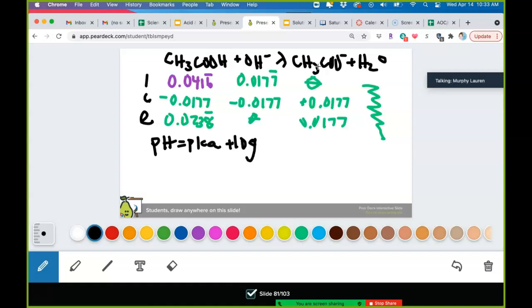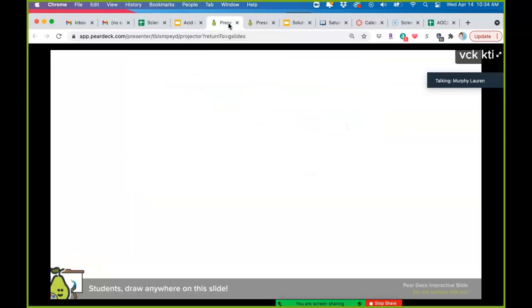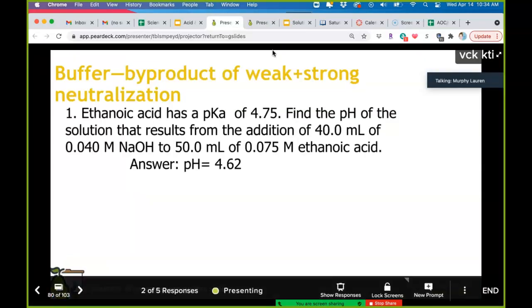Now, the conjugate goes on the top, so that's acetate. And the weak species goes on the bottom, so that's acetic acid. And the Henderson-Hasselbalch equation is the equation of a buffer, which means there's a buffer in here, and we'll talk about that in a second. pKa was given in the problem. If you go back, I gave you pKa. It is 4.75.